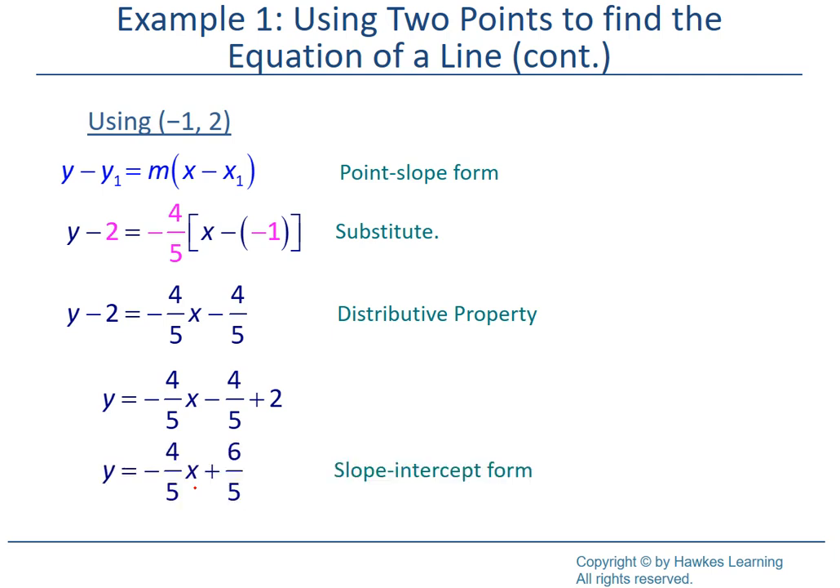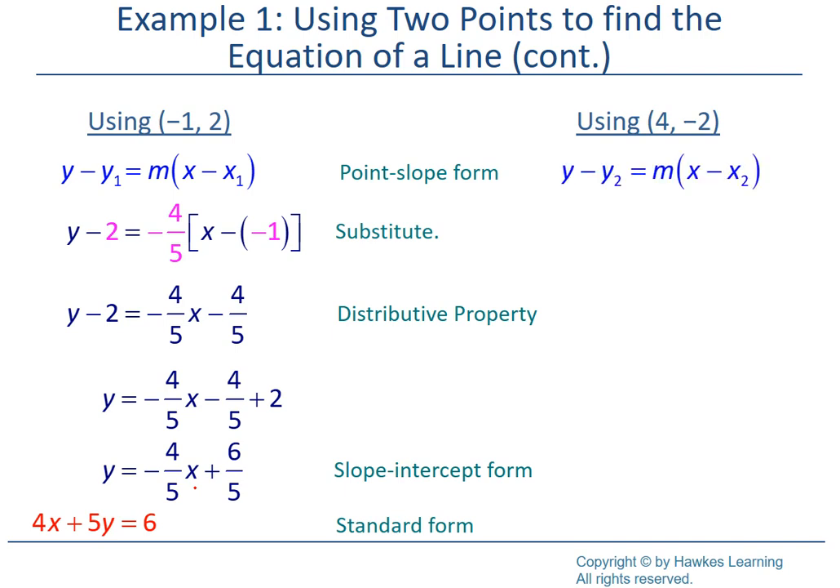Now, they're not getting rid of the fractions. I like the idea of getting rid of the fractions. And there is your slope-intercept form. And if you put that by multiplying each term by 5, you get standard form, which is what we had as well. Now what they're going to do is use the other pair, the 4 and the negative 2.